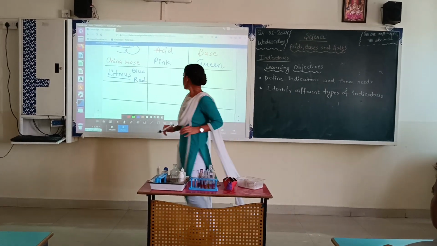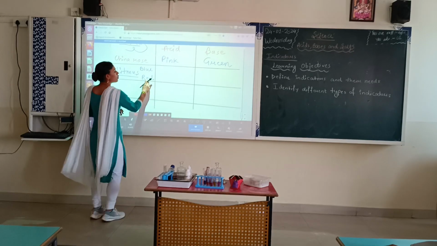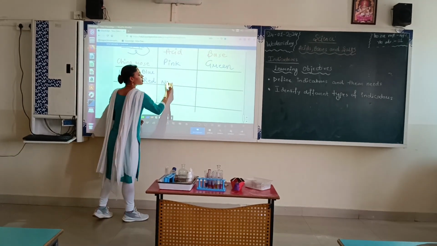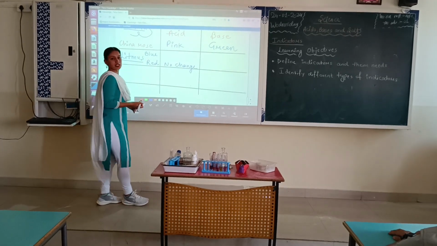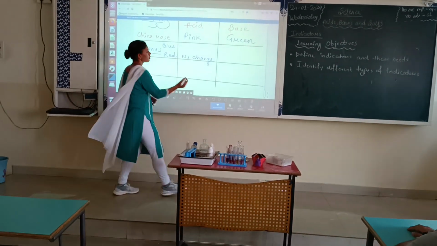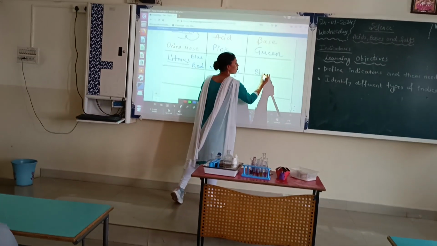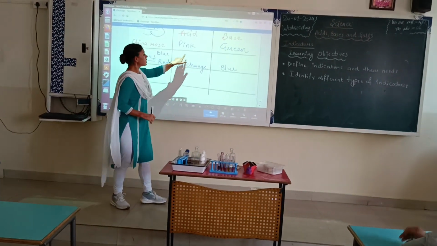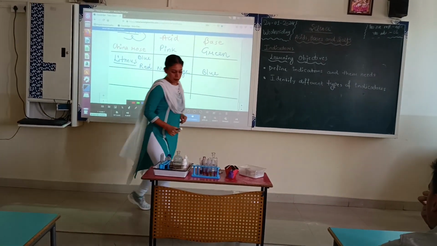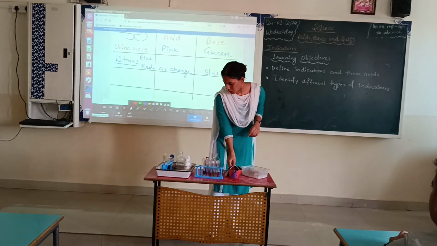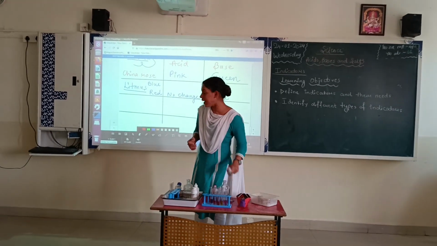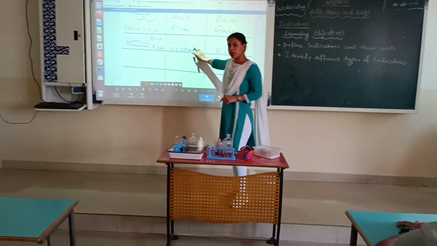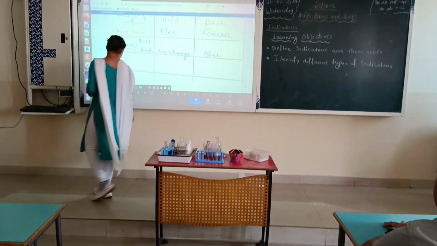Let's write here. Acid with red litmus, no change because it remained red. What happened to base? With base, it turned blue. Even here, same change you will observe with the blue litmus as well. Now we will check with one of the synthetic indicators. Before we go there, let's see something interesting.